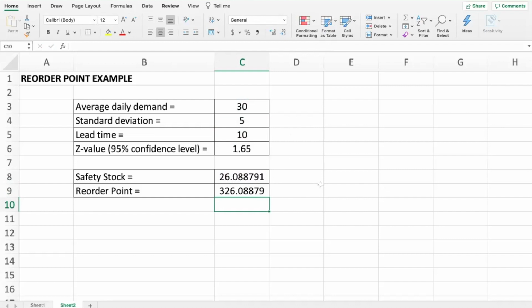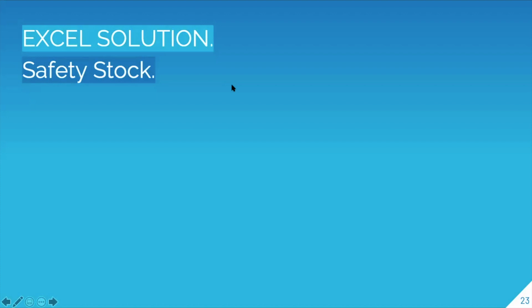new stocks using the EOQ. Kung ilan yung i-order mo, you use EOQ. Pero ang reorder point mo is 326. Take note, meron nang safety stock na consideration dito. So that's how you do an Excel solution of the safety stock.